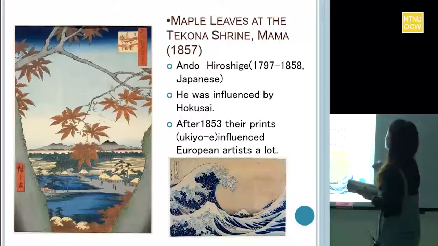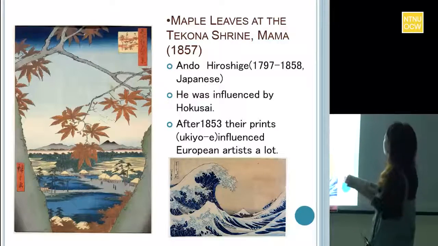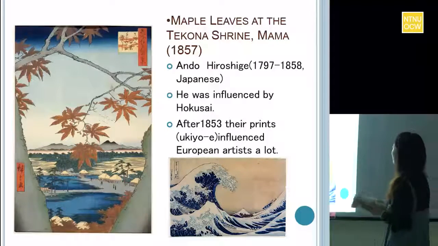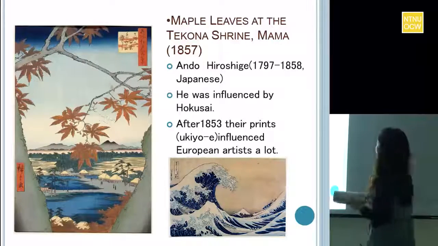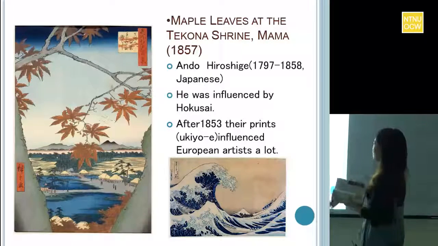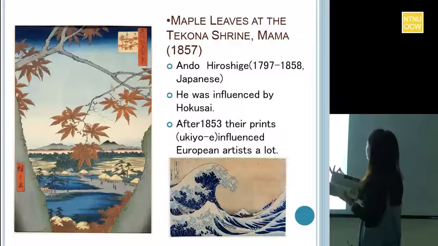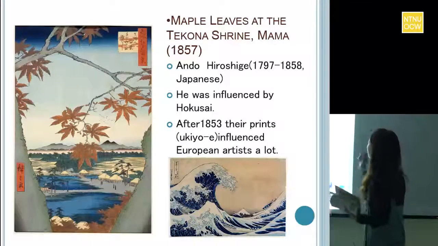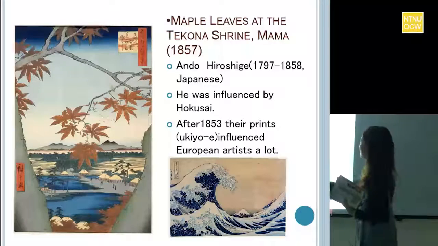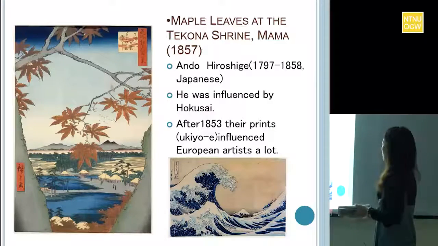And the last one is Maple Leaves at the Tekona Shrine. It was painted by Ando Hiroshige. He's a Japanese painter, and he was influenced by Hokusai, whom we will introduce later. Their similarities are the ukiyo-e style, but Hiroshige's is more realistic. And they both influenced the European artists a lot.